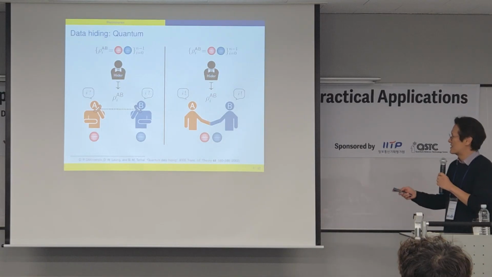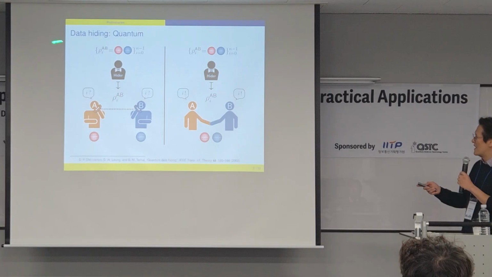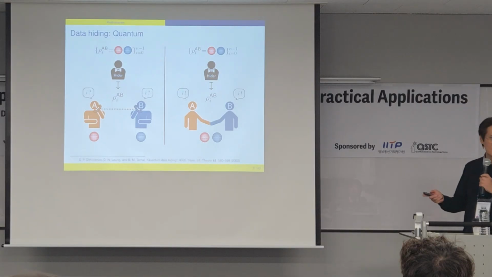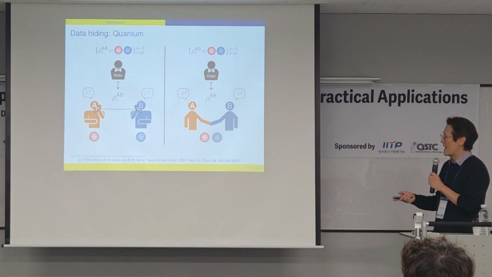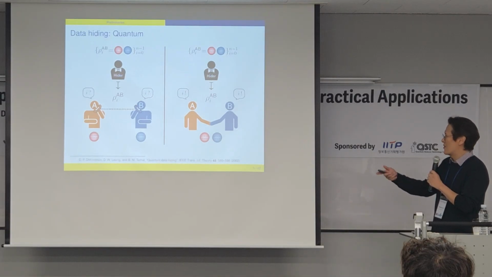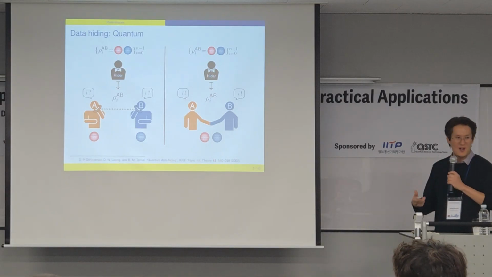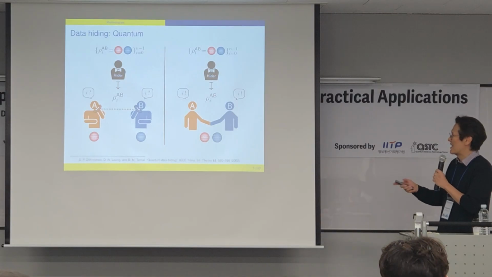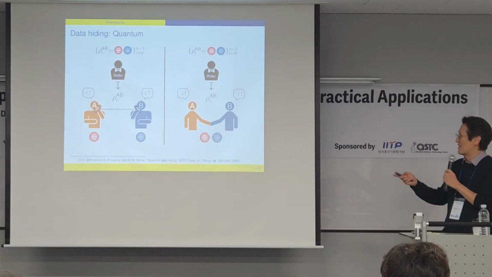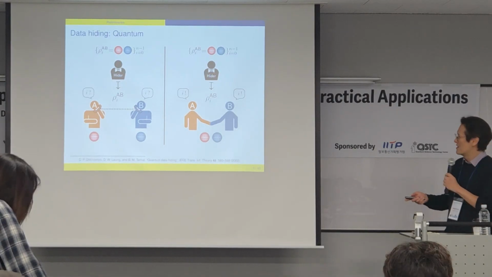So instead of sending just classical information I, we'll encode it in a bipartite quantum state rho_I^{AB}, and we send one part of this rho^{AB} to Alice and the other part to Bob. Okay? And for quantum data hiding, the condition is like this. Even though they are allowed to communicate classically, accessing only their own particles does not give any information about the prepared state.